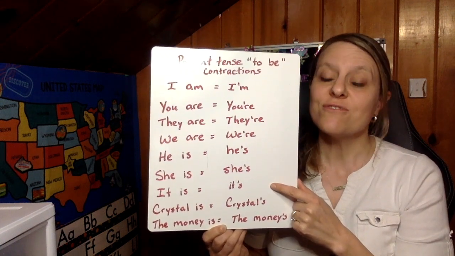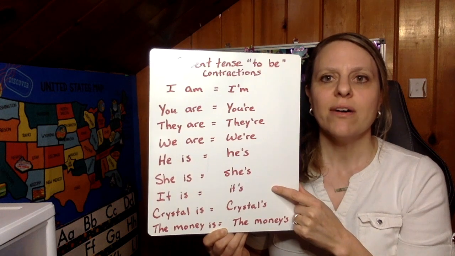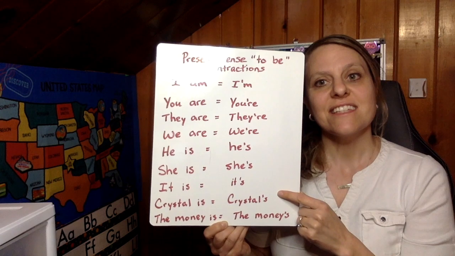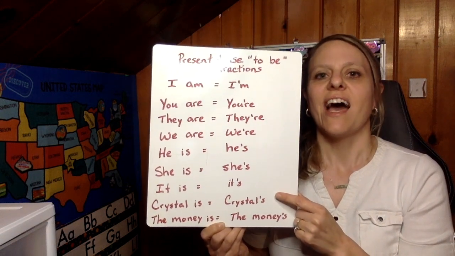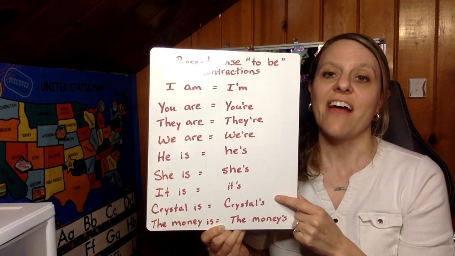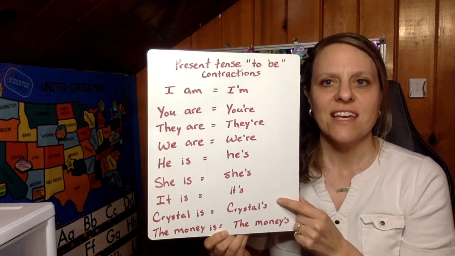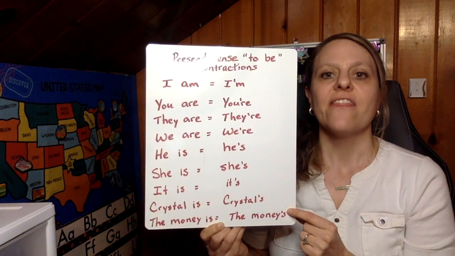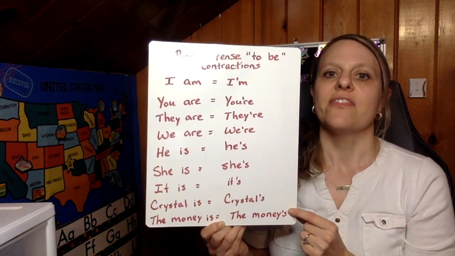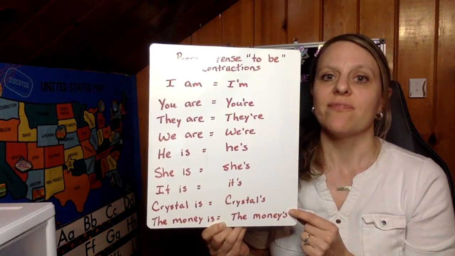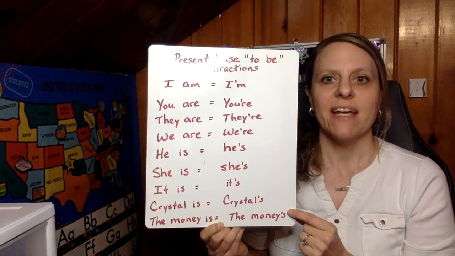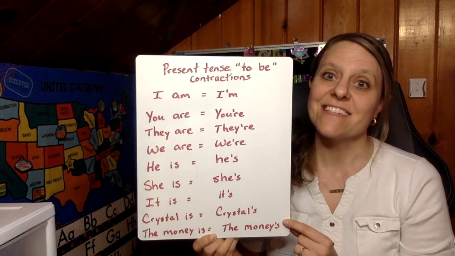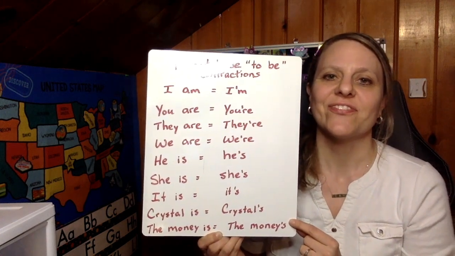And you can also use it with a name or a noun. For example, Crystal is, Crystal's. I can say Crystal is at the store. Crystal's at the store. The money is, the money's. The money is at the bank. The money's at the bank. The S can also represent has, but we'll cover that later.